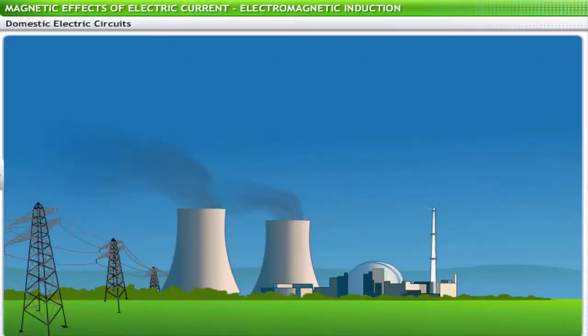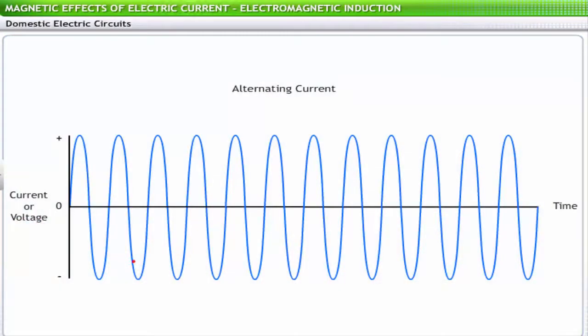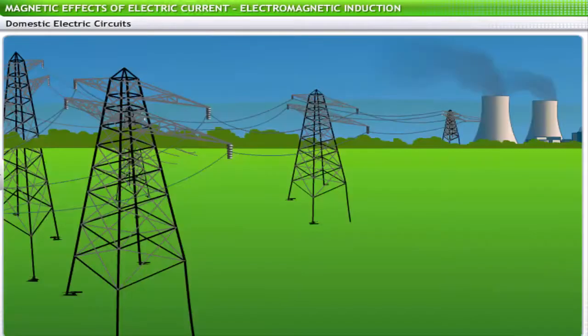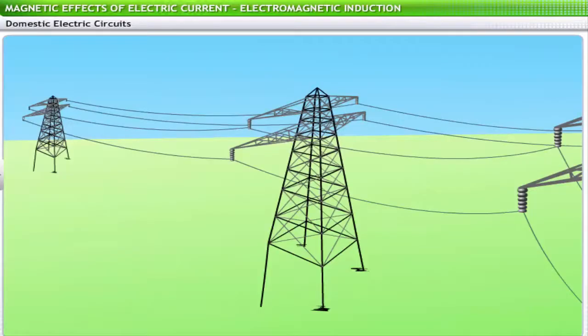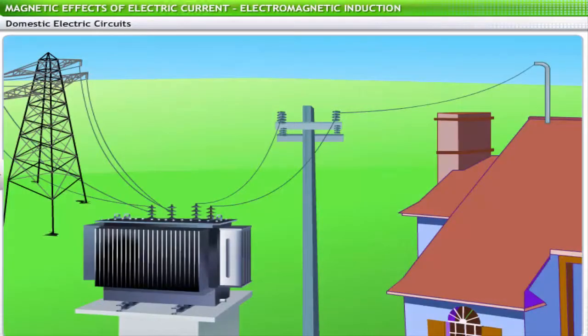Most of the power plants in the world produce high-frequency alternating current that is supplied to industrial and household consumers through power grids. Electrical components and wires fitted in a household to supply electricity to various appliances form a domestic electric circuit. Let's see how electricity is distributed through domestic electric circuits.